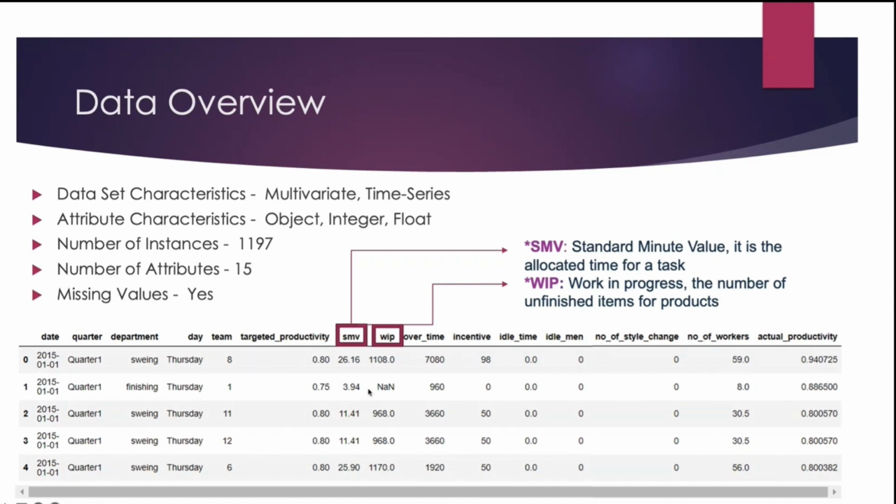I should highlight two attributes. One is SMV, the standard minute value, which is the allocated time for a task. The other is WIP, work in process, the number of unfinished items for the products.